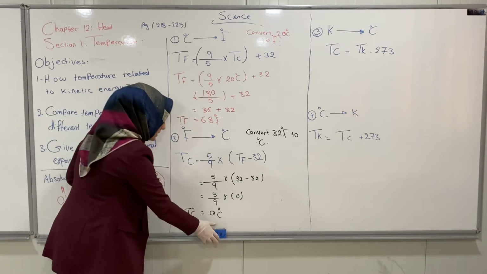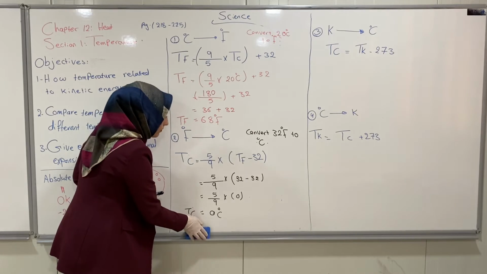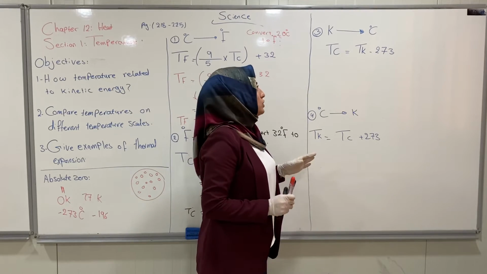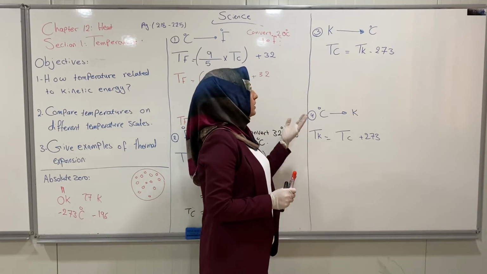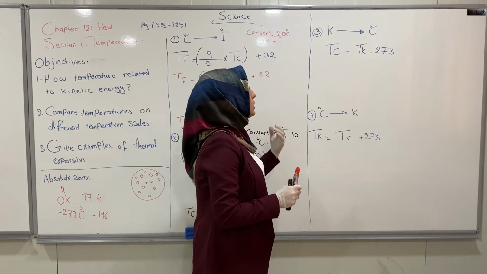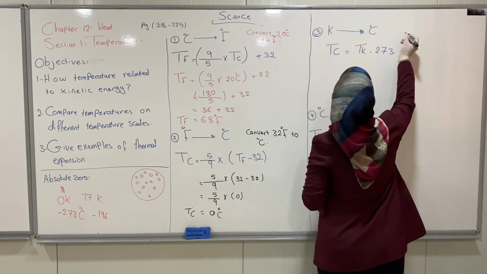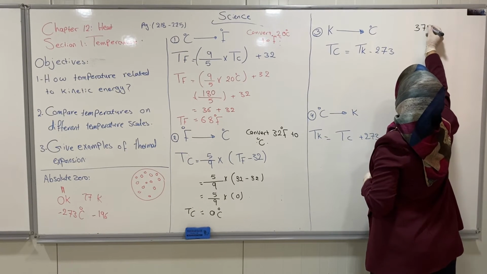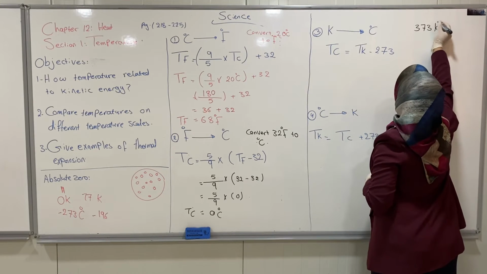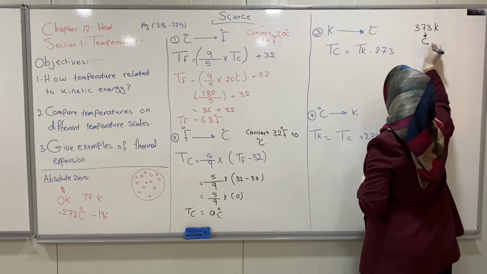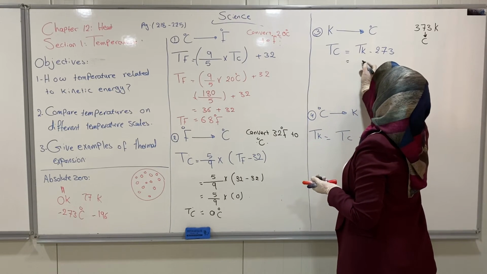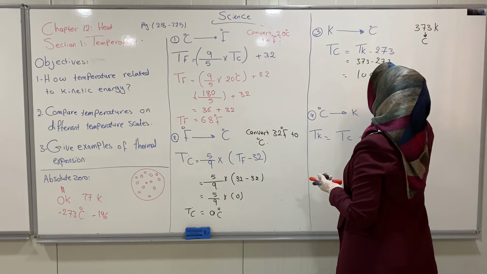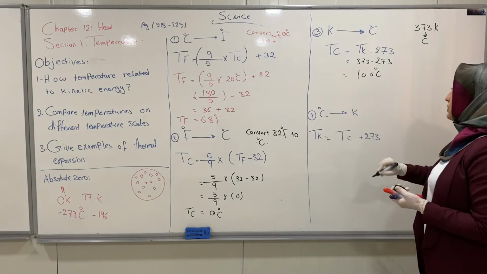Okay, dear students, let's move to Kelvin. There's no complex equation for changing Kelvin to Fahrenheit or Kelvin to Celsius or Celsius to Kelvin. For example, if you have 373 Kelvin, you have to convert it to Celsius. How can you change it? Just write 373 minus 273, it's equal to 100 degrees Celsius, which is the boiling point of water.